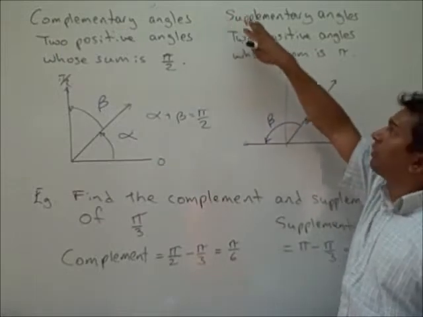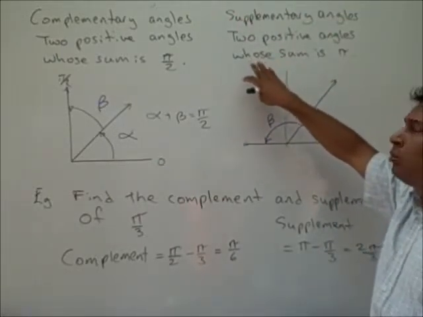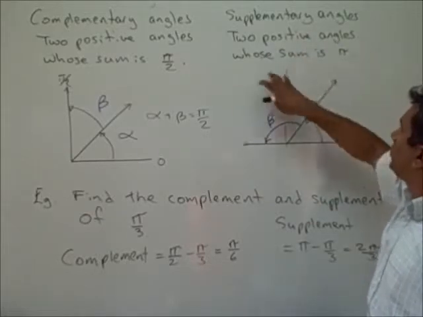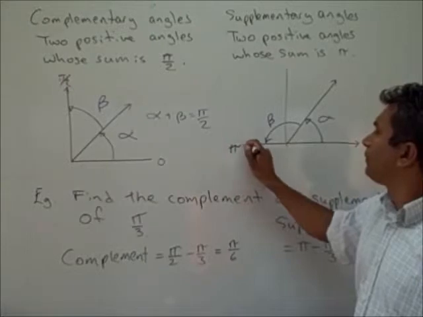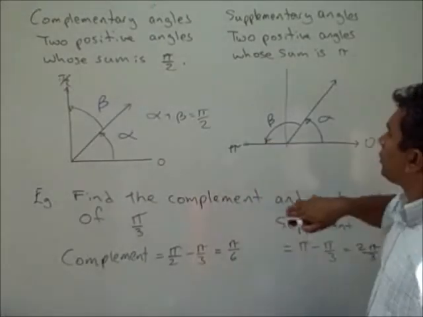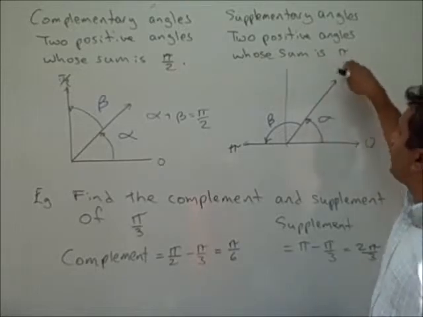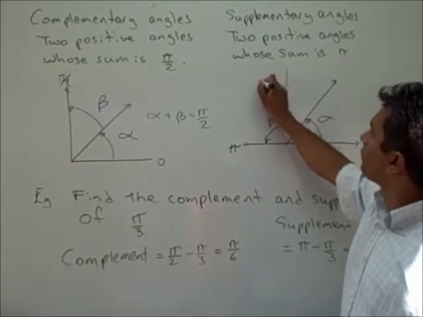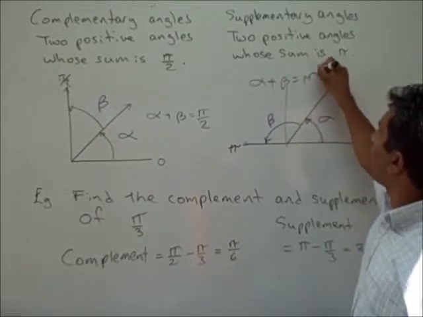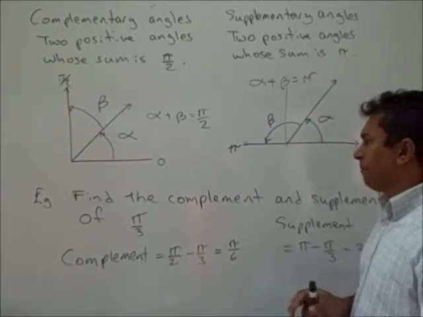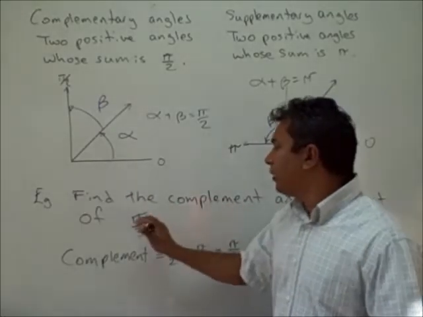Our second definition is that of supplementary angles. Supplementary angles are two positive angles whose sum is pi. So here we're going from 0 to pi, which is half of our circle, and these two angles here add up to pi. So alpha plus beta is equal to pi.